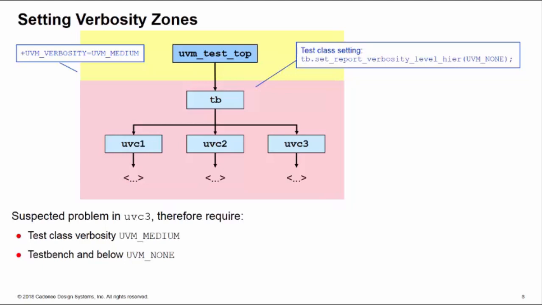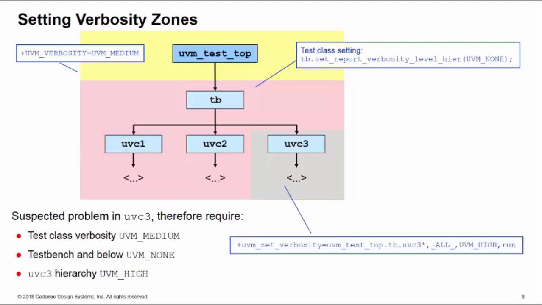And then finally, for my UVC part of the hierarchy, I want to have a UVM_HIGH verbosity, so I see as many messages as possible from inside that hierarchy, and I'll do this with a command line option +UVM_SET_VERBOSITY, build a path name down to the UVC3 part of the hierarchy, use the _ALL_ to pick up all report IDs, and set the verbosity to UVM_HIGH for the run phase. So as you can see, using all these settings, we can then run a UVM simulation that has different verbosity maximums in different parts of the hierarchy, allowing you to concentrate on those parts of the hierarchy where you think there may be a problem.